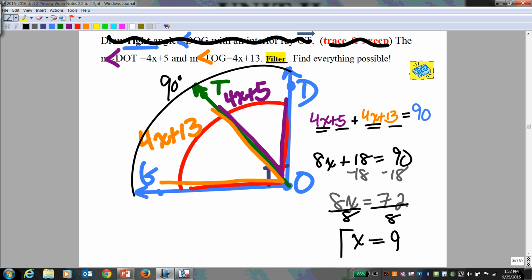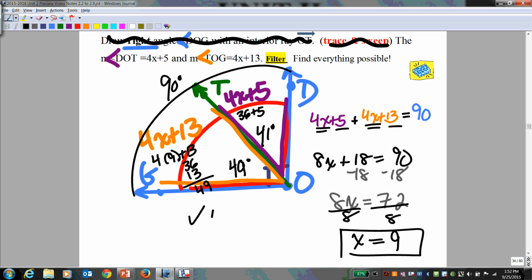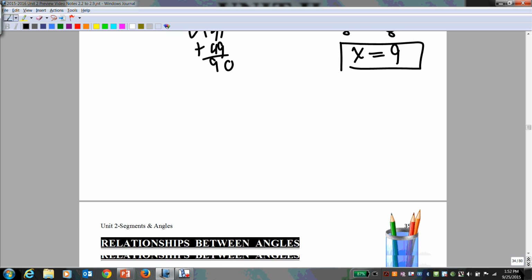Don't get all happy when we solve for X, because we're going to plug it back in. S is 49 degrees. This is 41 degrees. Check. 41 plus 49 is 90 degrees. You got it. Okay, so that's different kinds of angles.